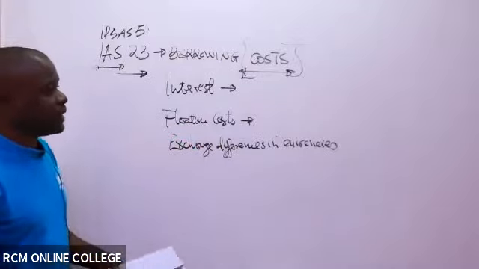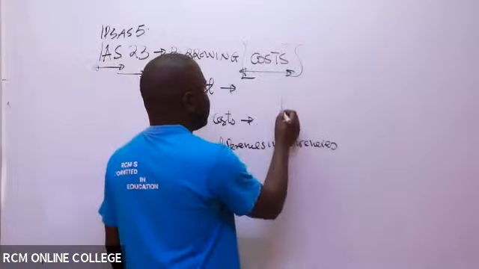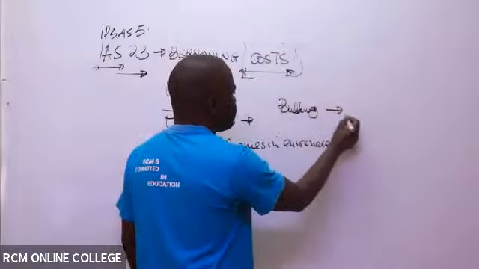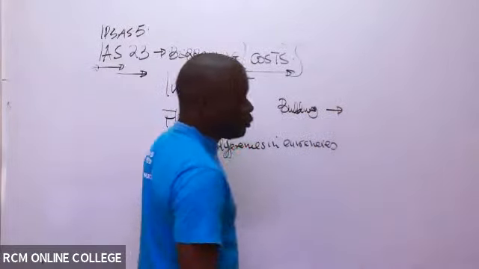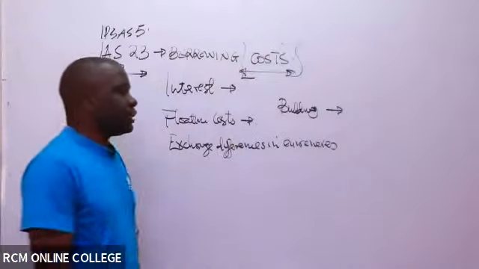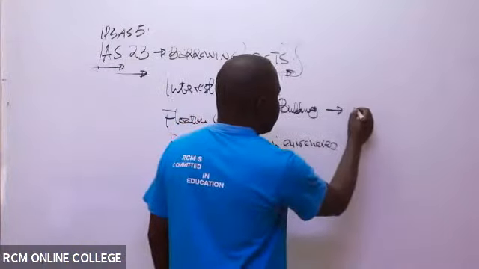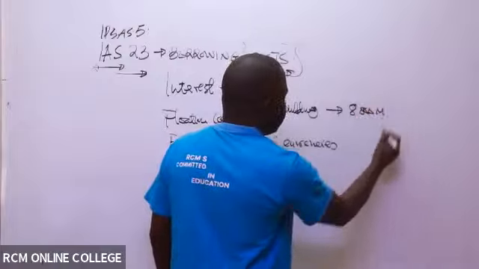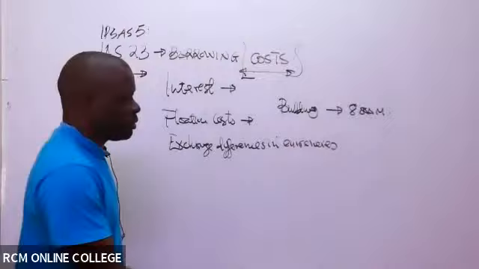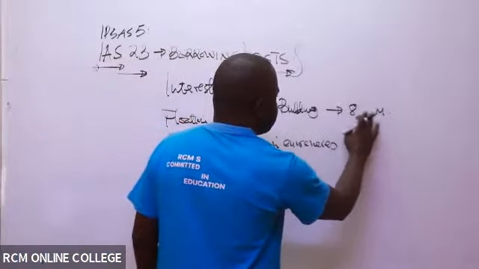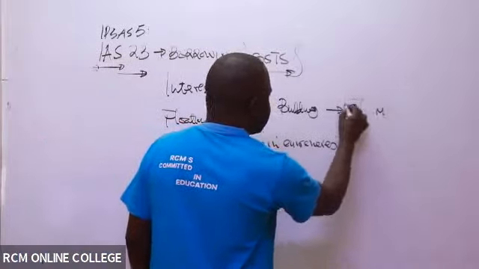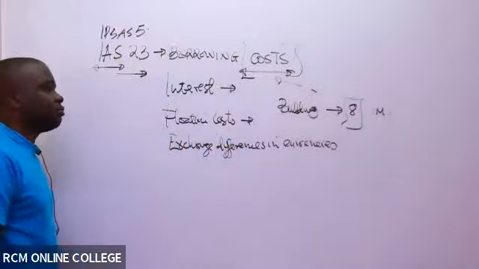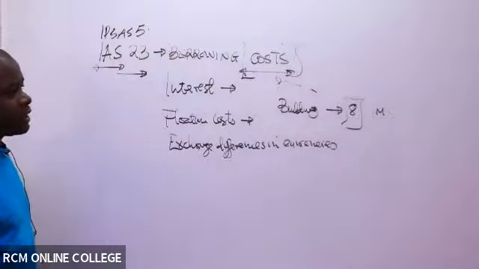Let's say, for example, you constructed a building. The cost of constructing this building, after you've done your evaluations with the engineers, will cost, let's say, 8 million. But this amount you don't have as a company, so you'll have to borrow. You'll borrow the amount from a bank, or you'll be financed by a bank.